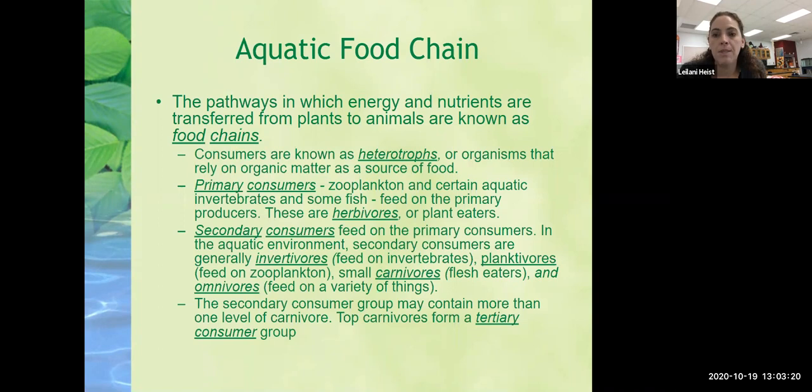Our consumers can be divided up into a couple different types. There's primary consumers, also called herbivores. These are the plant eaters. Then there are secondary consumers, which feed on the herbivores or the plant eaters. And now, depending on what that plant eater might be, the secondary consumer can also be described as an invertivore, a planktivore, a carnivore, or an omnivore. And then following the secondary consumer group would be our top level of carnivores, the tertiary consumer group.